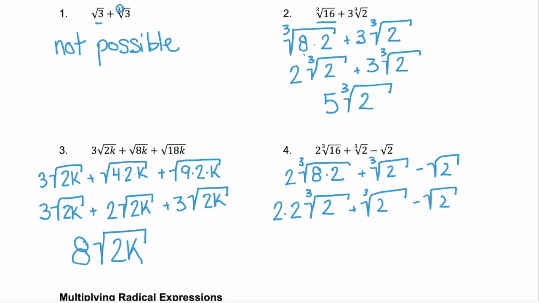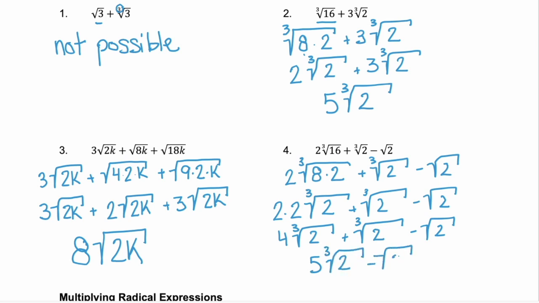Now we want to multiply these two coefficients in front of the first term so that we have 4 cube root of 2. And then we have the cube root of 2 for the second term and the square root of 2. And now we can combine the first two terms since they have the same radicand, 2, and they have the same index, 3. So 4 cube root of 2 plus a cube root of 2 is 5 cube root of 2 minus the square root of 2.